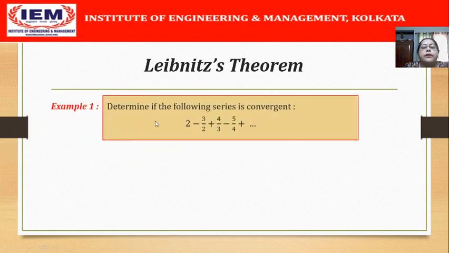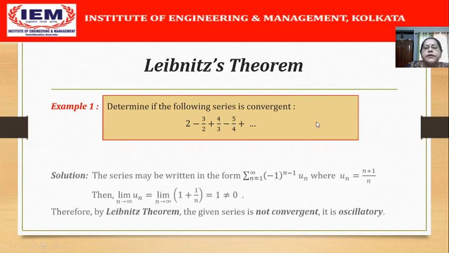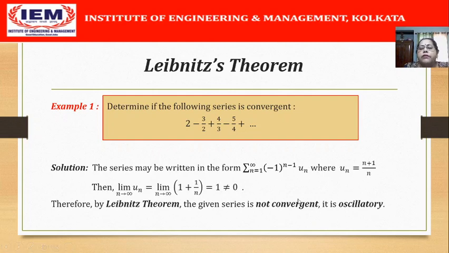So the first example here is to determine if the following series is convergent. What is the series? 2 minus 3 by 2 plus 4 by 3 minus 5 by 4 and so on. How can we write this series in the summation notation? We can write it as summation minus 1 to the power n minus 1 un, where un is given by n plus 1 by n. You see, the fourth term we have 5 by 4, the third term we have 4 by 3. So un is n plus 1 by n.